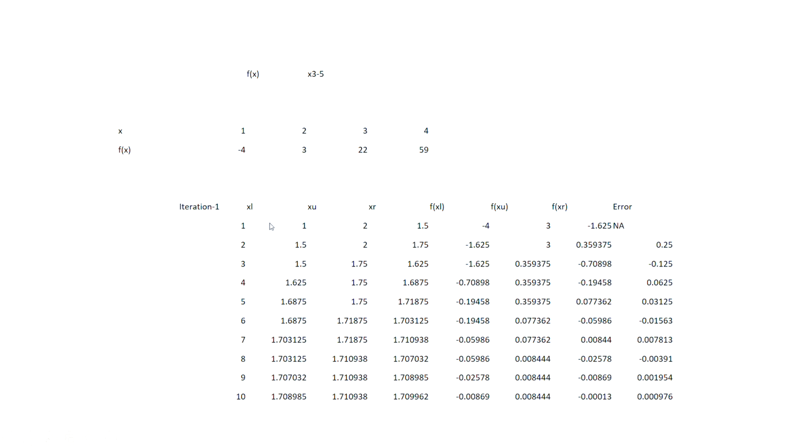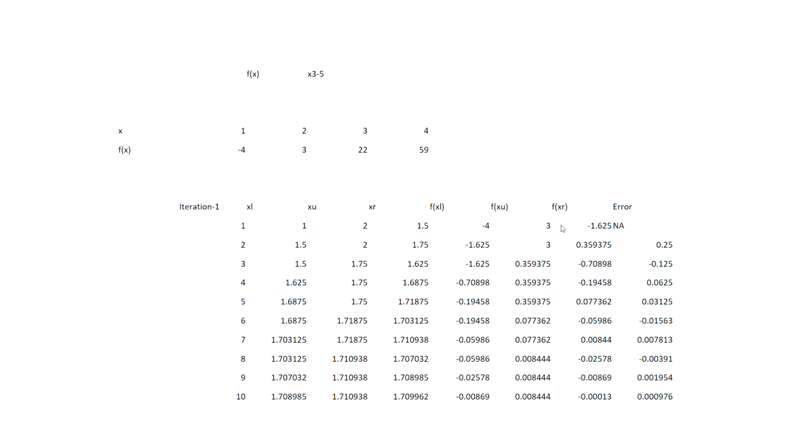So the first guess for iteration 1 is x lower is 1, x upper is 2. If we are finding the root with the help of the bisection method, then we need to take the average of these two, x lower and x upper. So it is 1.5. Now we have to find the value of the function at xl, x upper and x mid. So it is minus 4, 3 and minus 2.